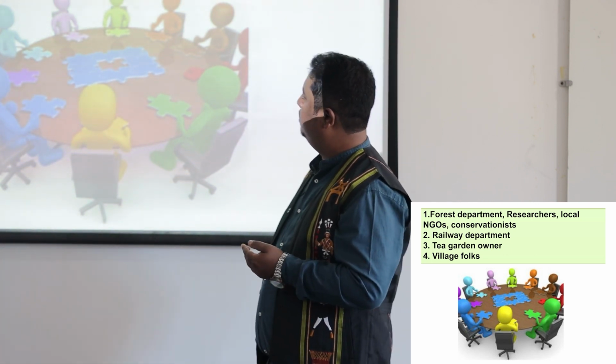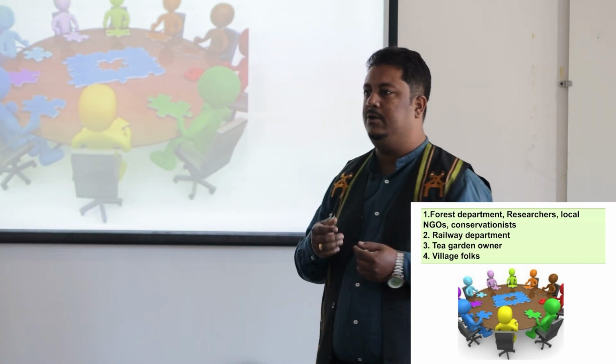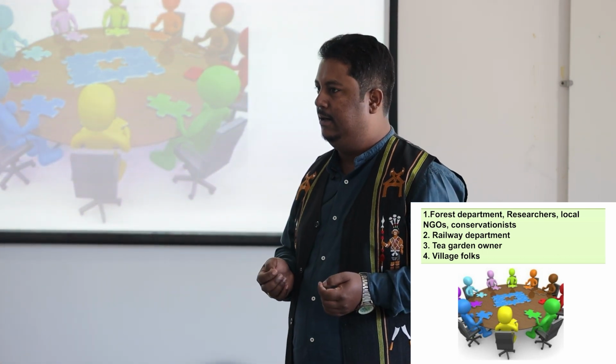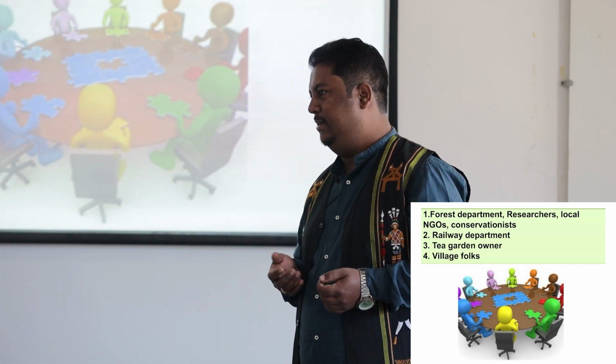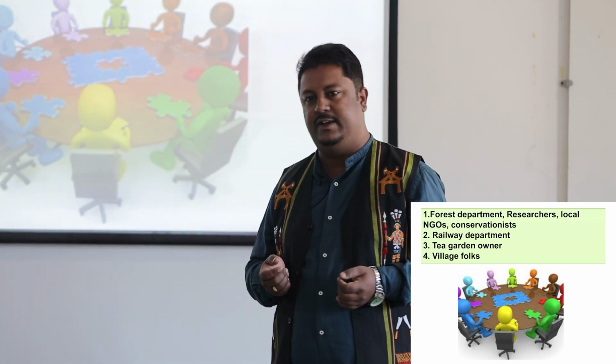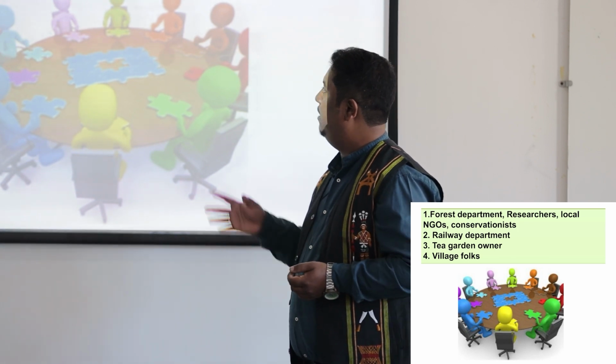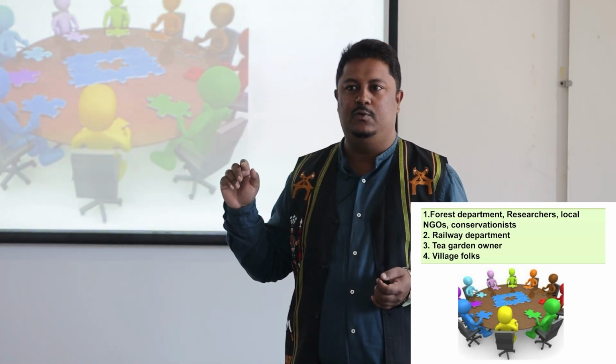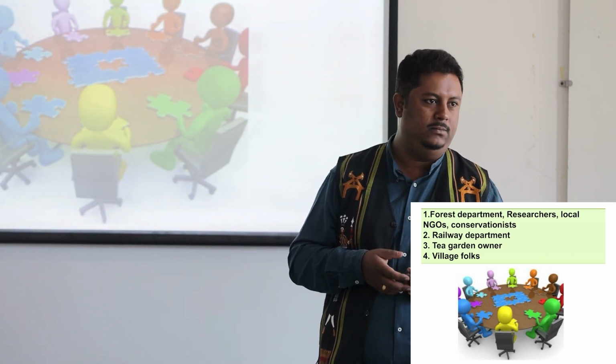Then we have the village folks who are completely using the road. Before they used to go on cycles, now they have fancy cars, right? The speed limit of the car is not there. So there are road kills every time. Then we have the researchers, local NGOs and conservationists, whom we call the people who shout.